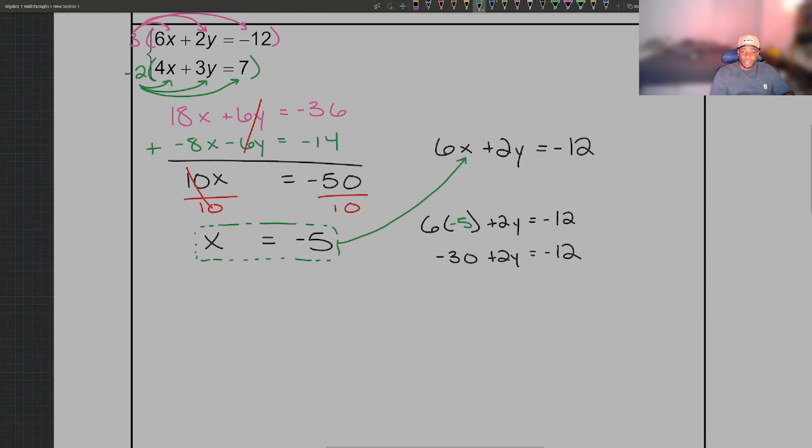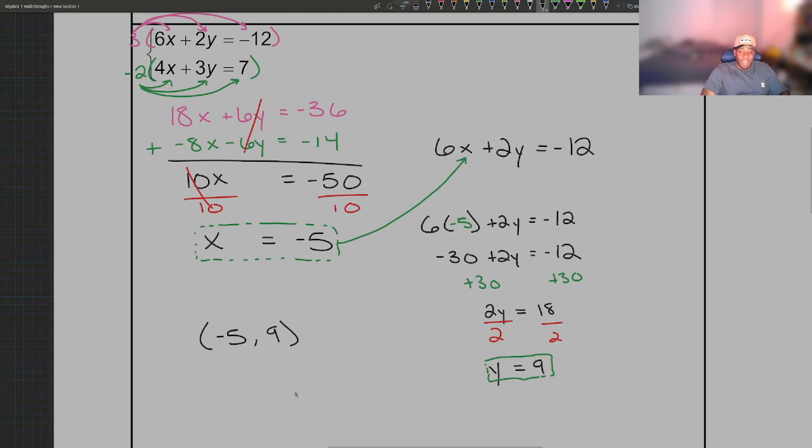We're going to add that 30 to both sides to get rid of it as a term. That's going to give us 2y equals 18. And we're going to finish off by just dividing both sides by 2 to end up with y equals 9. So that's our solution there. We now know where these two lines cross with an x value and a y value. They cross at the point -5 on x, 9 on y.